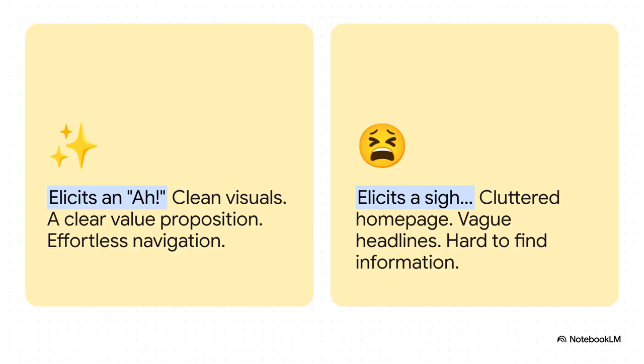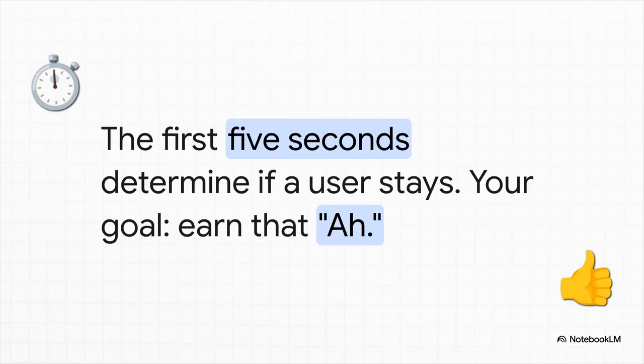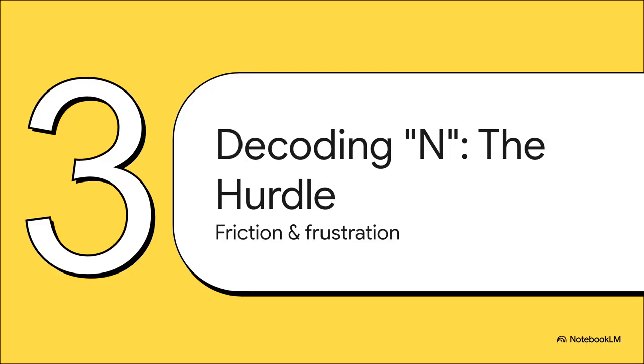And you can see the difference so clearly right here. On one side, you've got everything that makes a user go, I'm in the right place. Clean visuals, it's obvious what they do. And on the other side, well, that's the stuff that makes you just sigh and immediately look for that back button. And look, this is why that moment is not optional. They say you have 5 seconds, maybe less, to grab someone's attention online. If you don't earn that positive reaction right away, they are gone. Poof.